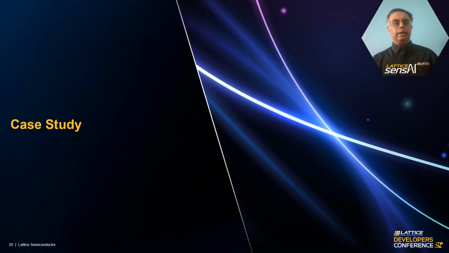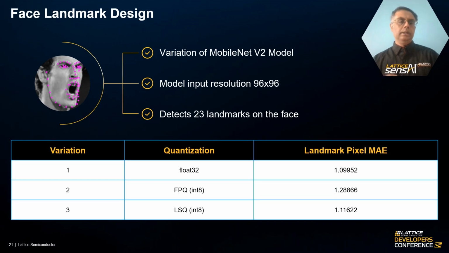Now, let's move on to some case studies that will further highlight some of these tools and methodology, and put everything together. First is the face landmark design. This is a very important design in our suite that shows the landmarks on the face.